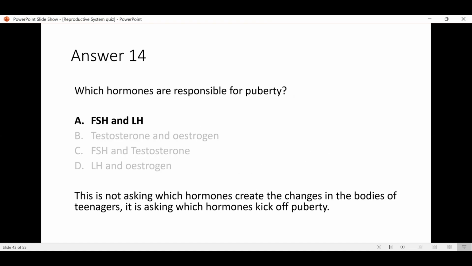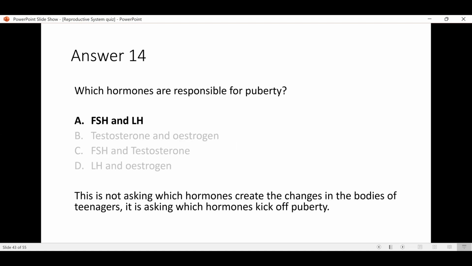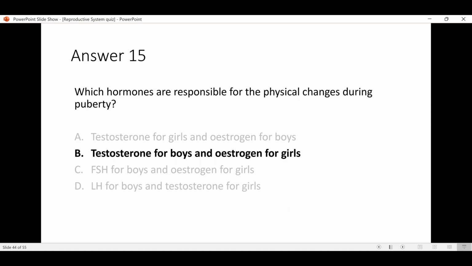Which hormones are responsible for puberty? And it's FSH and LH. So this question isn't asking which hormones create the changes in the bodies, it is which hormones kick off puberty. And we've only talked about these in terms of women, but actually they are in women and men. Although sometimes with men you'll see them with different names, but it's the same hormone. Answer 15, what actually makes the physical changes are the testosterone for boys and the estrogen for girls.